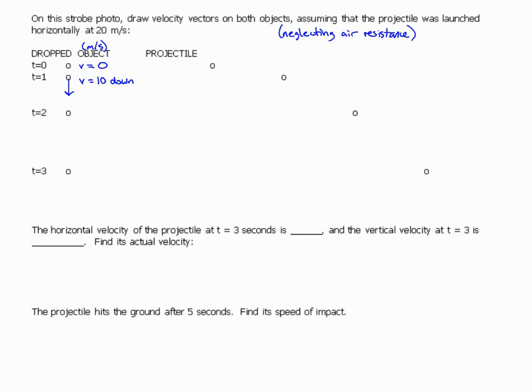After 2 seconds, I'm continuing to accelerate. The object is now moving at 20 meters per second down. We'll make this velocity vector proportionally longer. At a time of 3 seconds, our velocity is now 30 meters per second down.